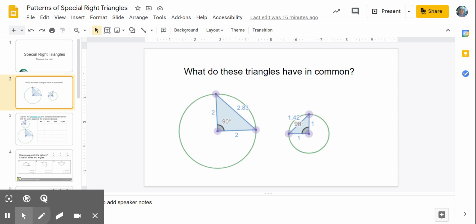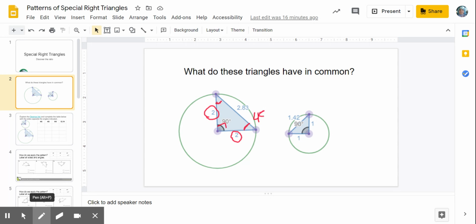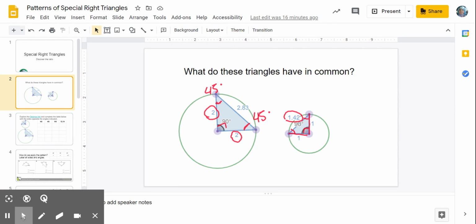So basically, we're talking about isosceles triangles that are also right triangles, which means that these angles are both 45 degrees, right? We can all agree on that. And then here I've got the same 45, 45, 90. And the legs are the same, and the hypotenuse is a different number, right? But what we're going to look for is some patterns with that third number.